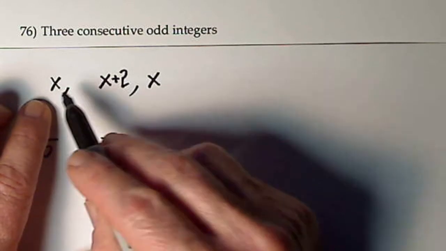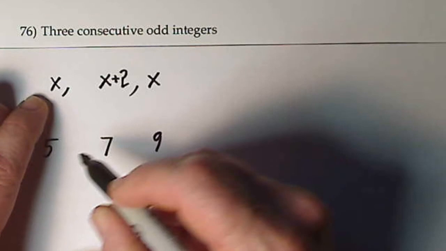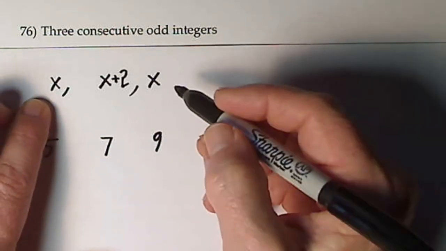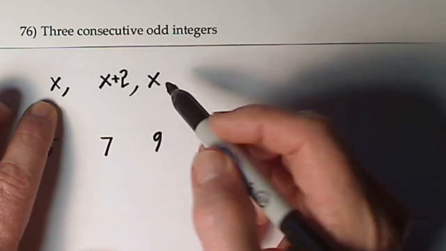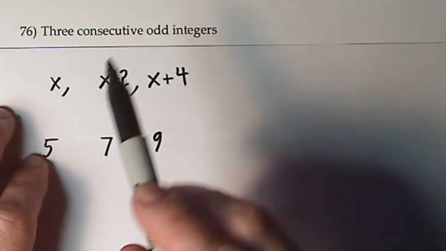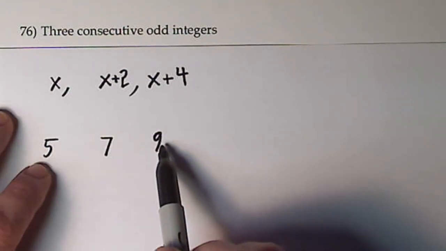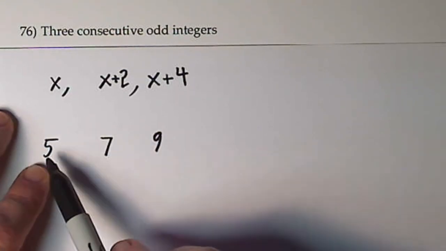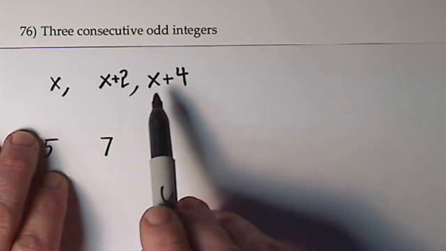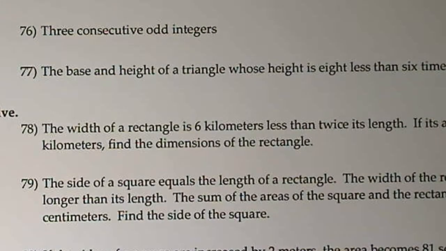If I start way back here and I want to get to the third odd integer, which if I just pick 5 as my integer, 9 would be my third one. So to get from 5 to 9, I would add 4. So this is 3 consecutive odd integers, and I just use these values to help me pick them. We have no idea what the integers are, but we have a way of representing them. Okay, so that's 76.